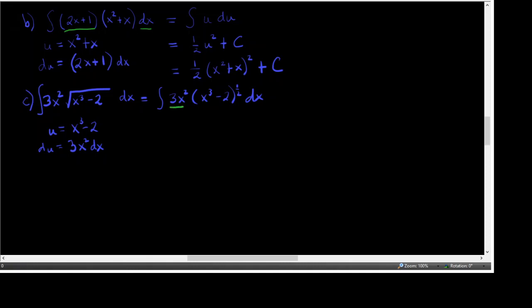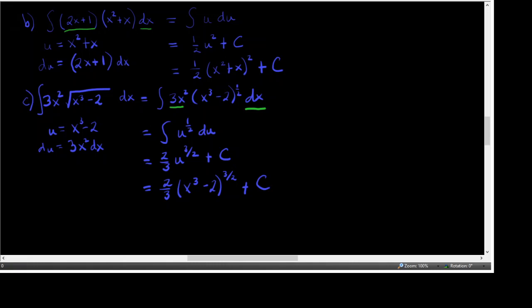Notice that we actually have exactly what we need, kind of like playing Go Fish. You have exactly what you need. And so this becomes u to the 1/2, and the underlying things are du. So the antiderivative of that is u to the 3/2 divided by 3/2, which is the same thing as times 2/3. Don't forget the constant of integration at this stage. It has to be put in right then. And then going back to the original variable, we have 2/3 of the quantity x cubed minus 2 to the 3/2 plus c.